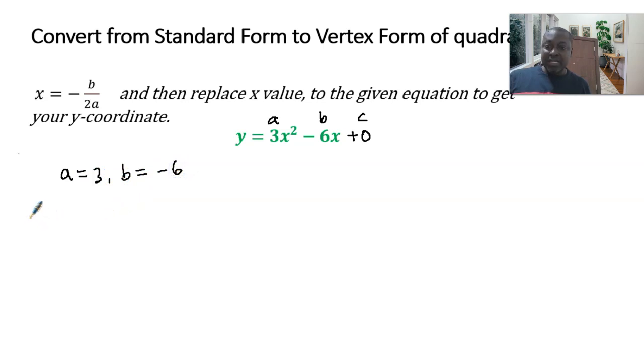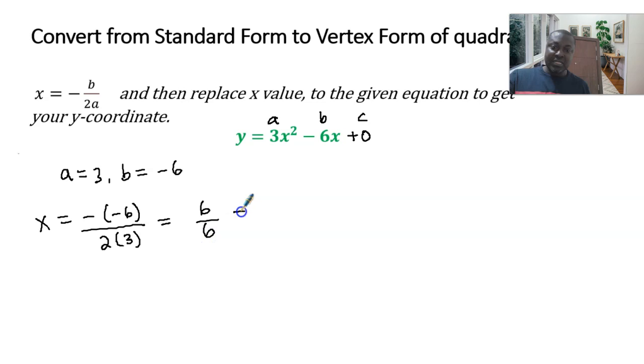We want to find our X component using the formula which is up here. So negative, the B is already negative, so let's put it in parentheses, negative -6, over 2 times 3. Negative times negative is +6, and then +6, and that will give us 1. Now we are going to plug this 1 in here to get our y component.